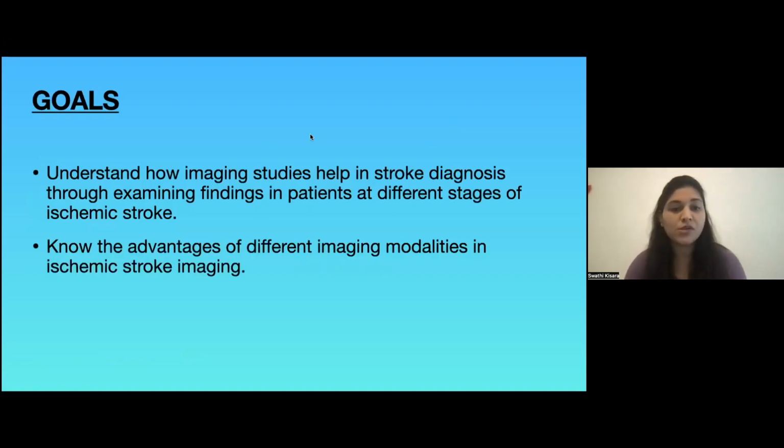So the goals of today's presentation are to understand how imaging studies help in stroke diagnosis through examining findings in patients at different stages of ischemic stroke, and to know the advantages of different imaging modalities in ischemic stroke imaging.